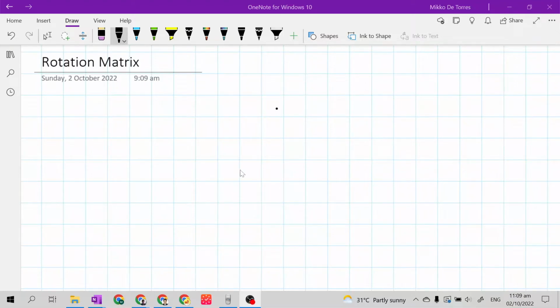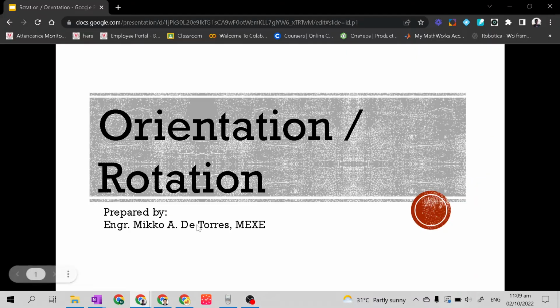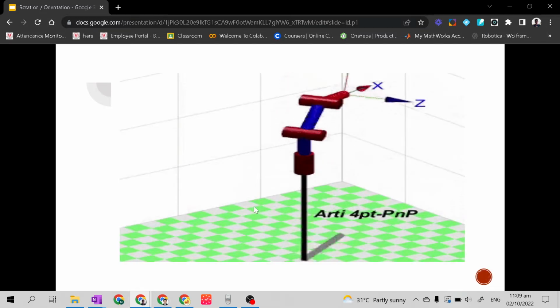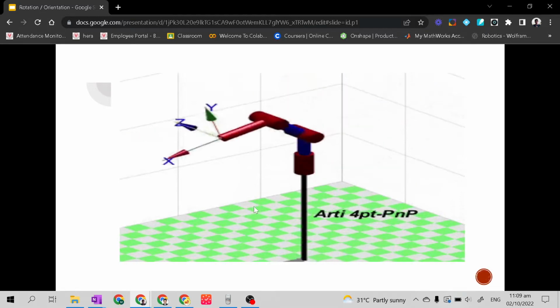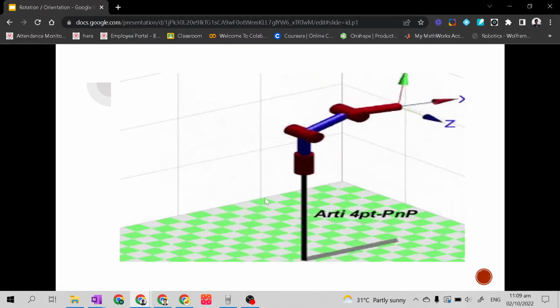Good day, class. In this video, I will teach you orientation or rotation matrix. After learning the DH frame rules and the way of assigning frames on our kinematic diagram, we will study how our mechanical manipulator moves.